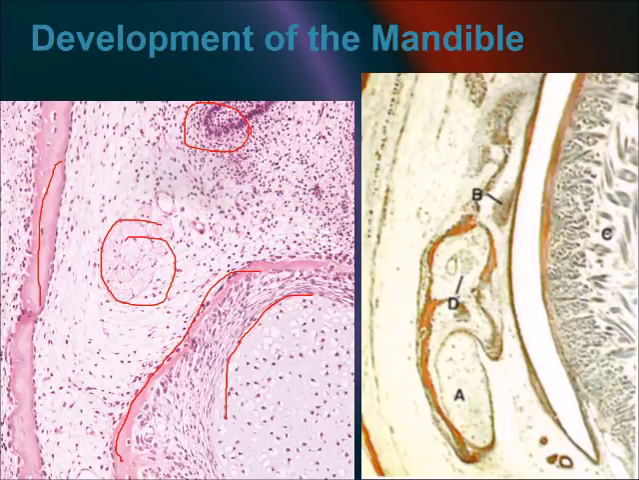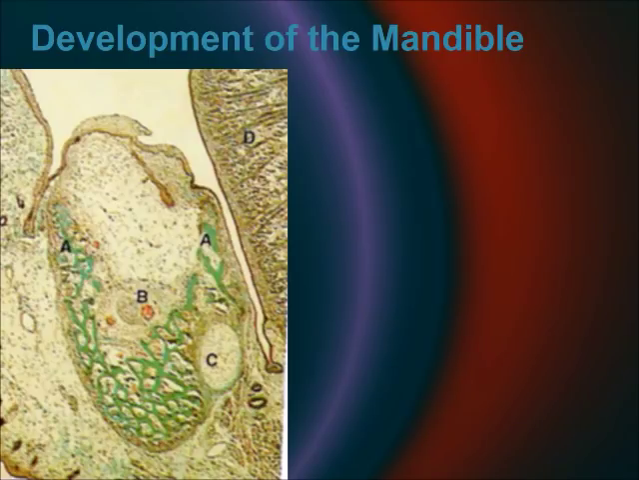On the image on the right side, you can identify the Meckel's cartilage, the neurovascular bundle, and the tooth germ. Here I can see the tongue. This is a more advanced stage. You can see the precision of the Meckel's cartilage. This is the bone. This is the neurovascular bundle. Here is the site of the tooth germ.